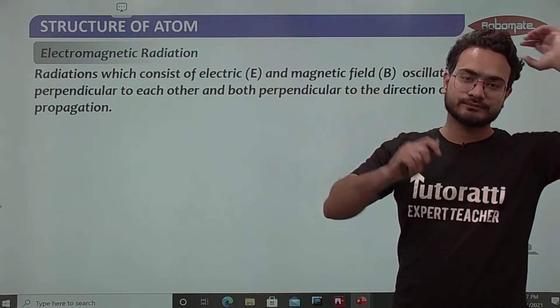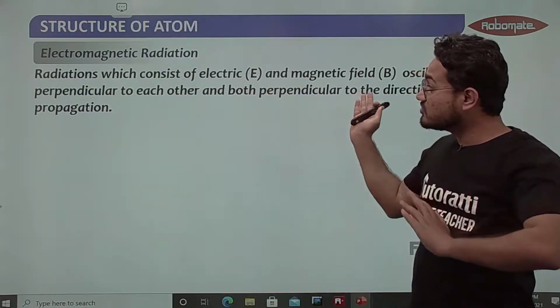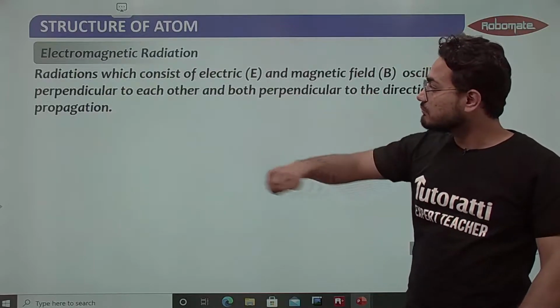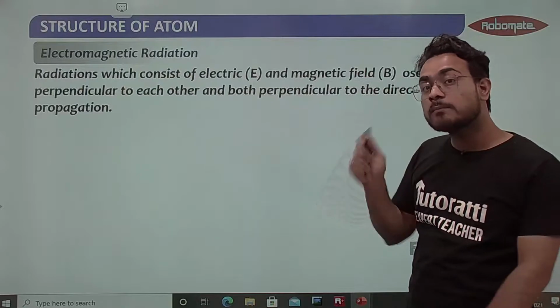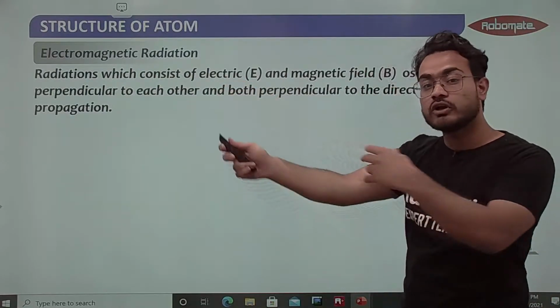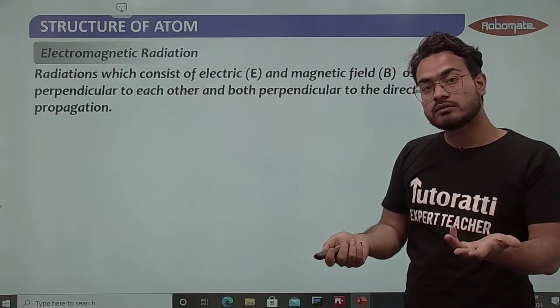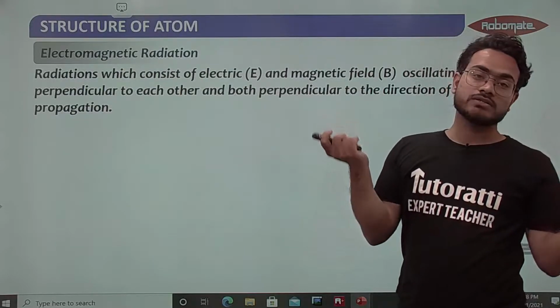Sir, you bounced one at us, so many jargons. Electric field, magnetic field, those two propagating perpendicular to each other and perpendicular to the direction of propagation. So many things. How will I understand?